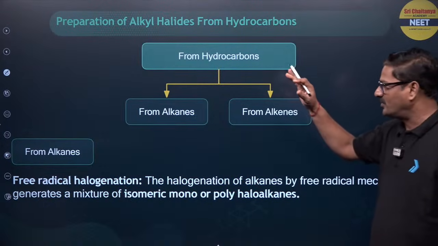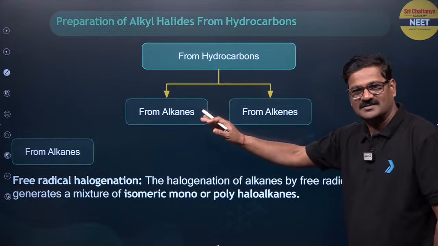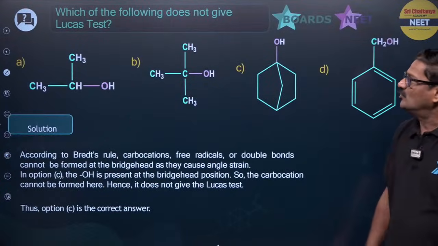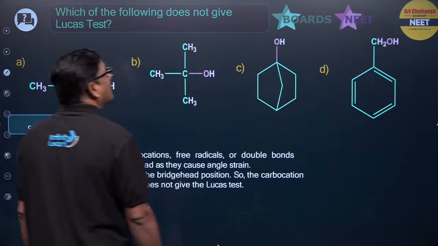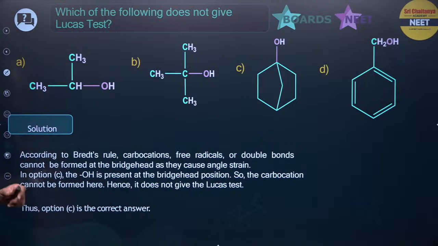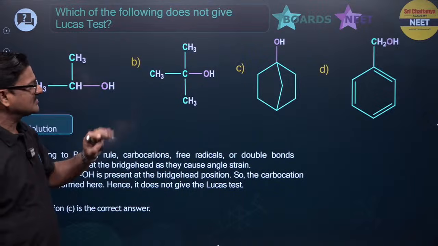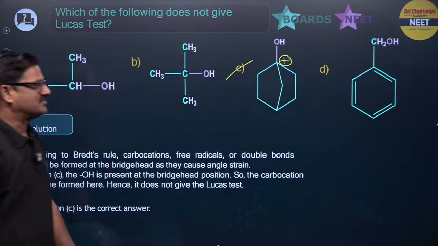Hydrocarbons, you can prepare from either alkanes and alkenes. Fine. So let's see which of the following does not give the Lucas test. I think we discussed this question. This will not give, because of Bredt's rule, right?